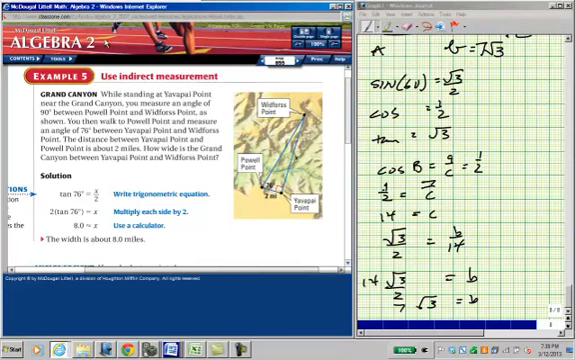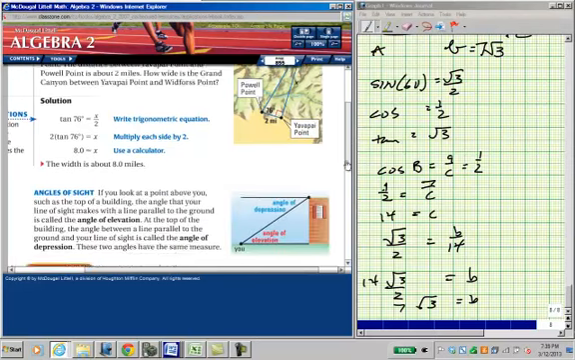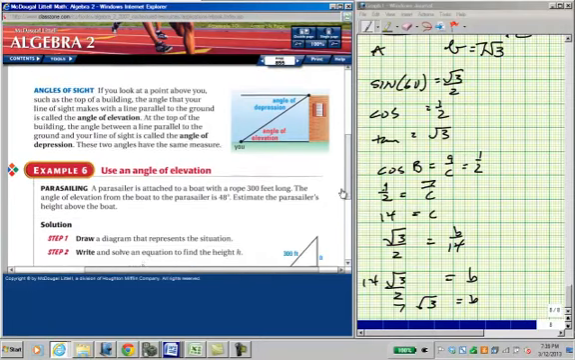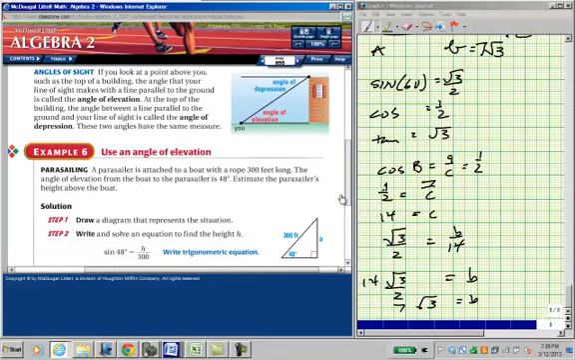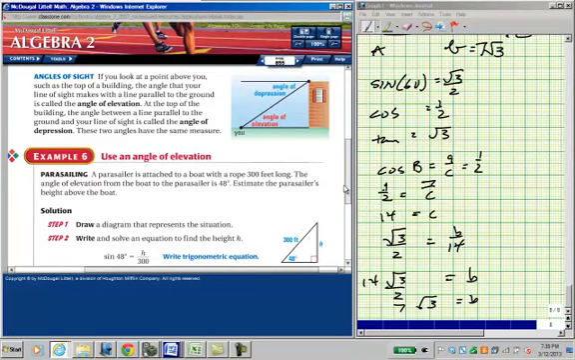Okay, that's example 5. Now let's look at what 6 does. Okay, we have angle of elevation and then angle of depression. So here you're looking up, the angle at which you look up at something is the angle of elevation. The angle at which this line is coming down from this line up here is called the angle of depression.